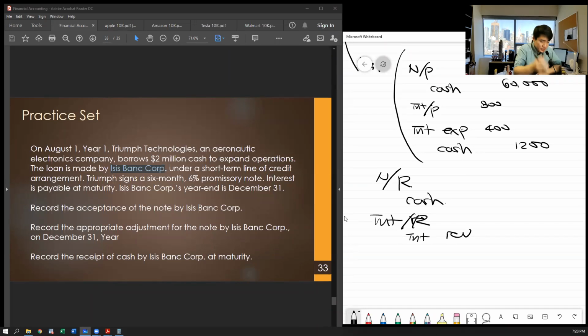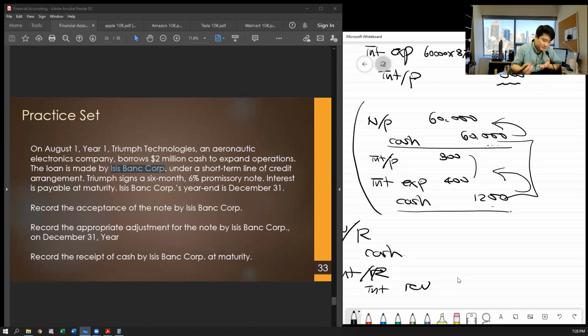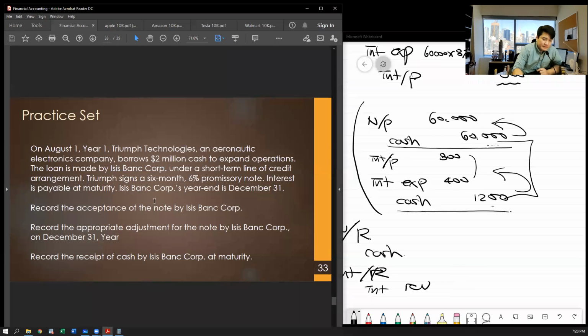Jason is asking just a question about cash here. Any difference between cash? Oh, okay. So I tend to break this down into two separate items to indicate that this is related to the original principal amount, this is related to the interest, but you can definitely combine these two and say credit cash 61,200. Yeah. Okay.